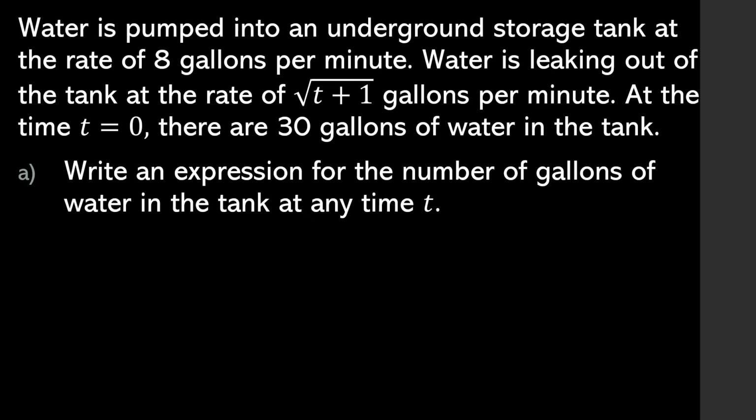Okay. Write an expression for the number of gallons of water in the tank at any time t. That's actually pretty easy now because we did the last part. Normally that'd be pretty hard. So if it's any time t, I suppose I'm still starting with a 30, which means I'm still integrating from 0 to something. And that something has to be a t.